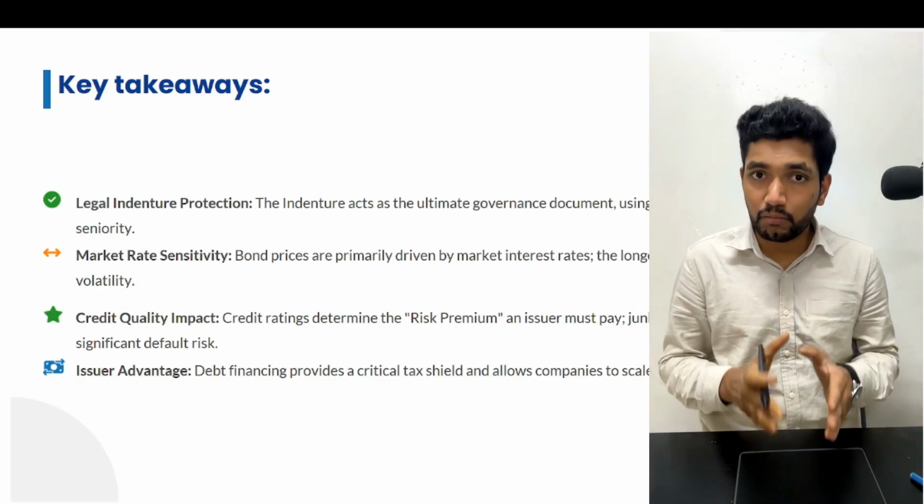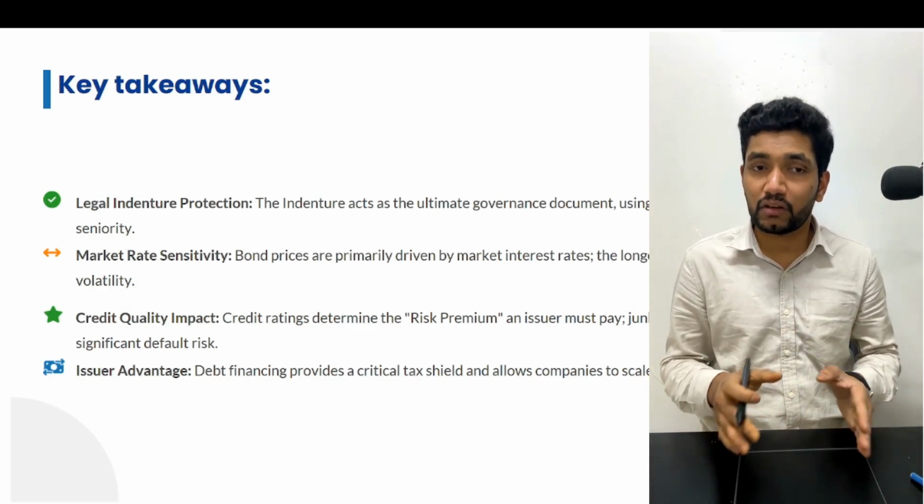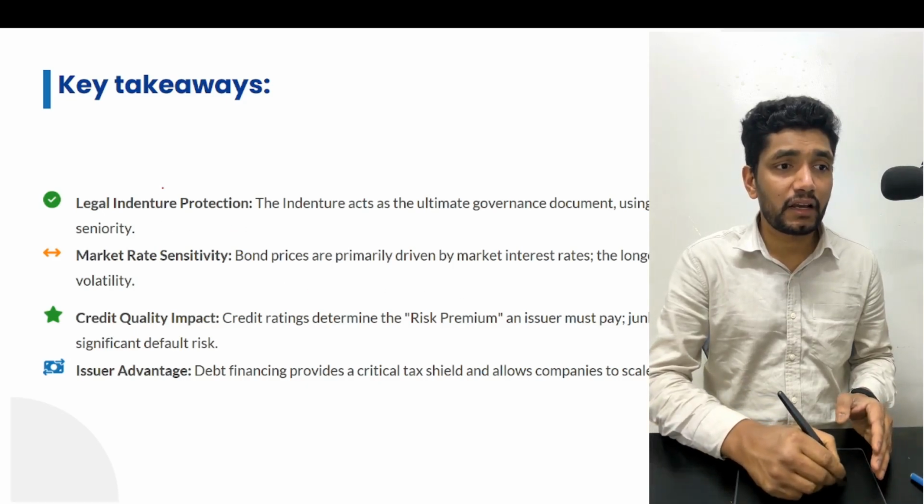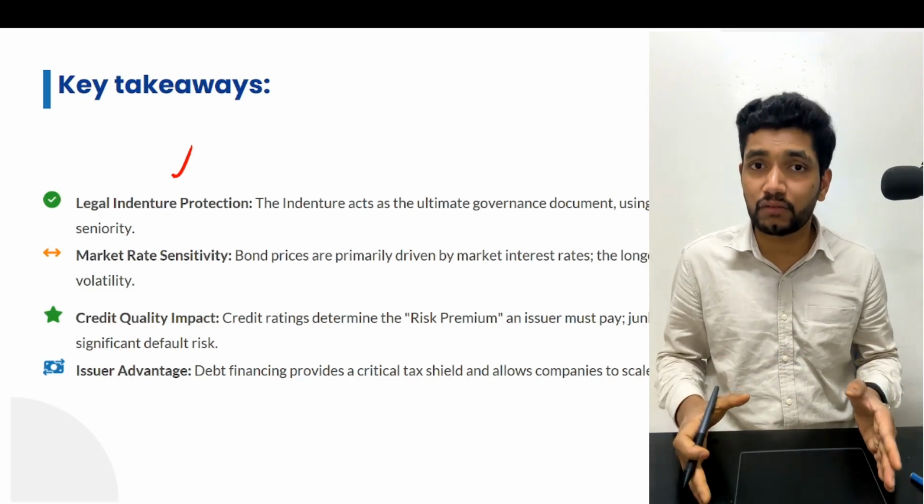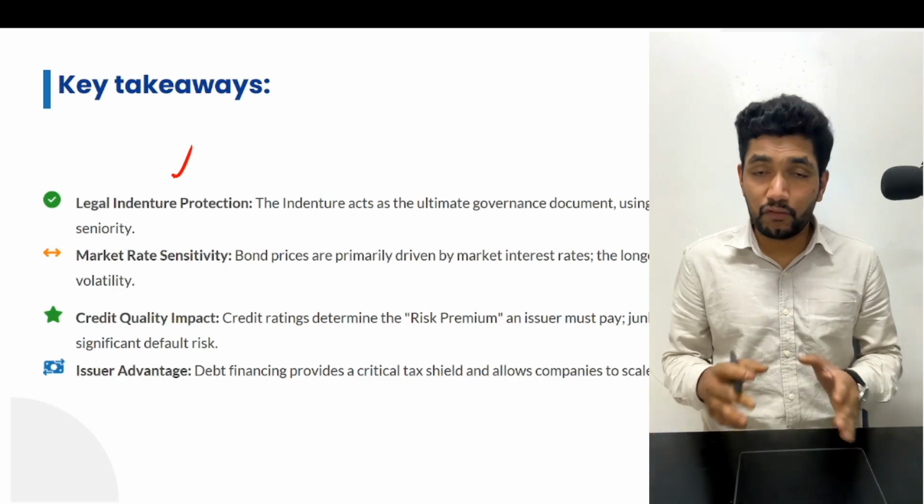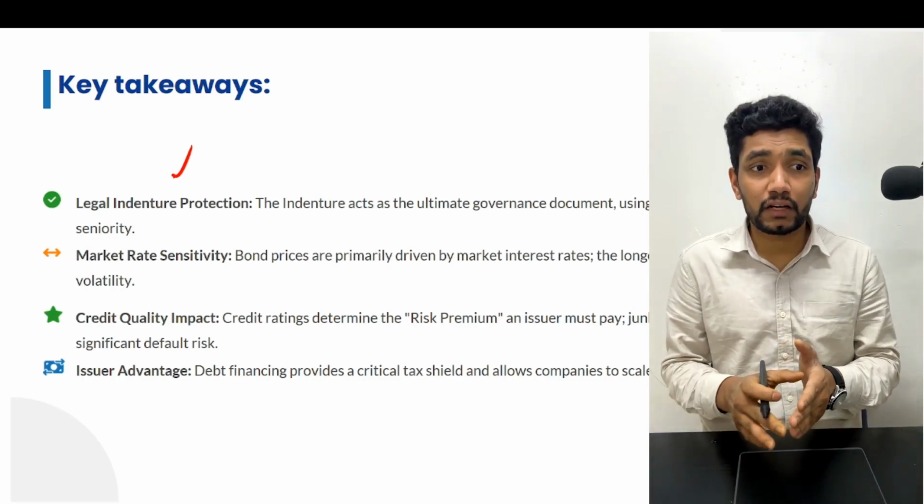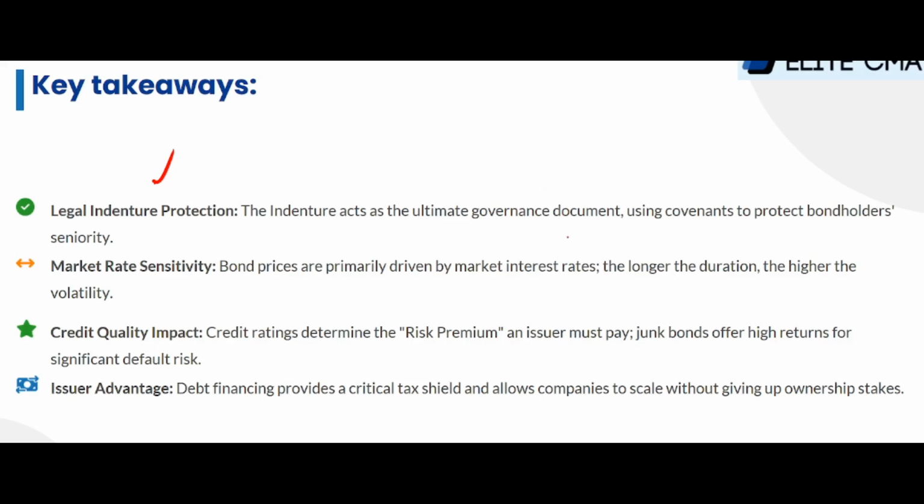So we are just going to summarize today's discussion. What we discussed about the bond: it is a debt financial instrument. There is some legal indenture protection to protect the interest of the investor. Then the market rate sensitivity we already discussed. The bond prices are primarily driven by market interest rate. With a market interest rate increase, definitely the bond price will decrease. If the market interest rate decreases, the bond price will increase. So they move in opposite directions.